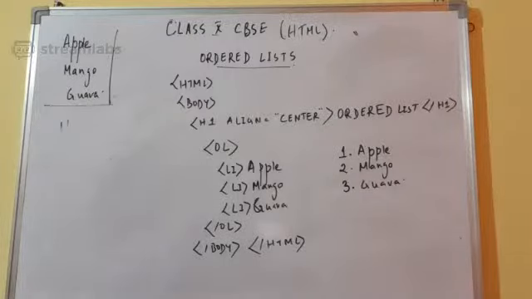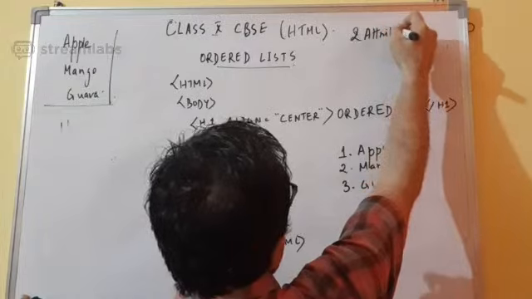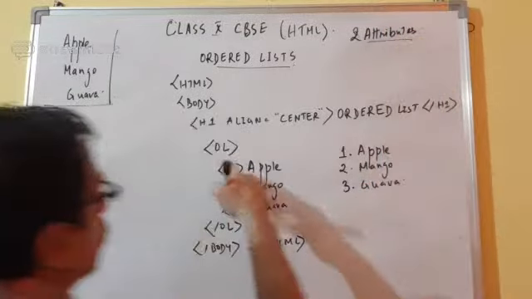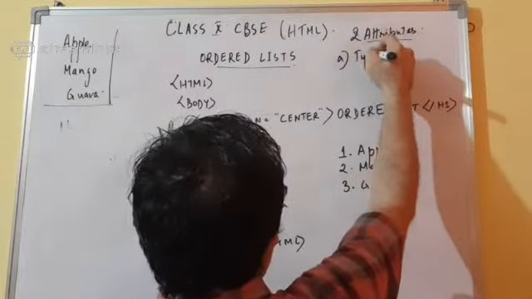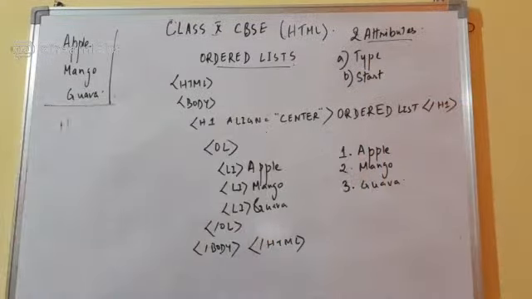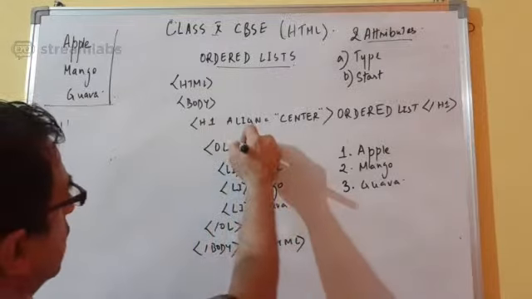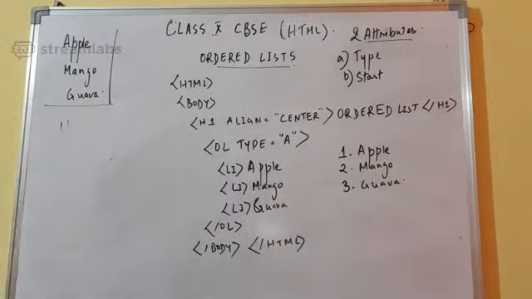Now there are two attributes, or two additional things, which you can use with your OL tag. First is your type, and the second will be your start. Generally we are not using the start, but I'll explain what start means. When we use type, what will happen? If I write here OL type equal to capital A, it will start the listing of the items with alphabets only.